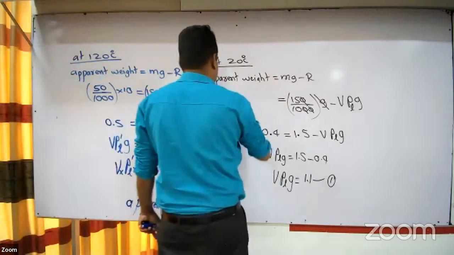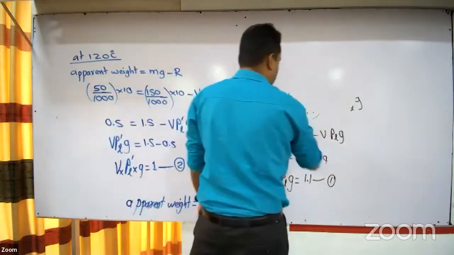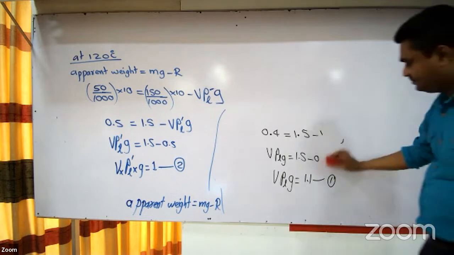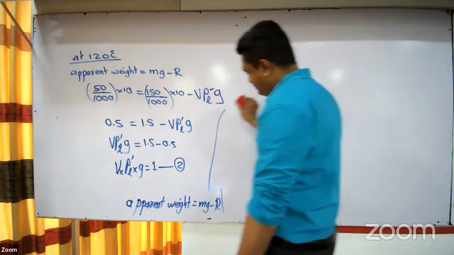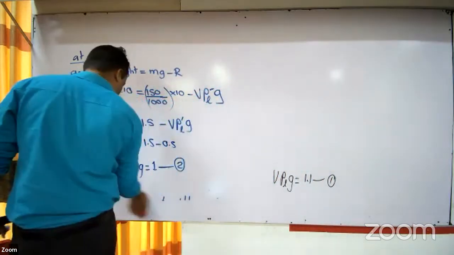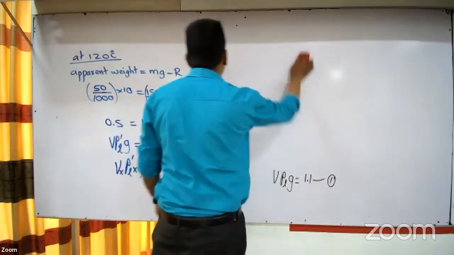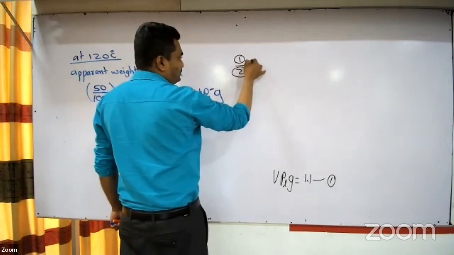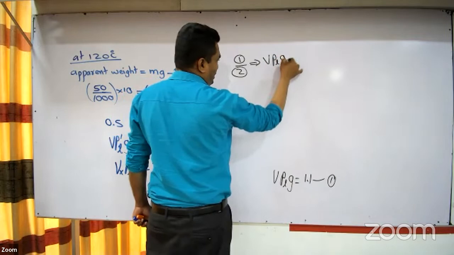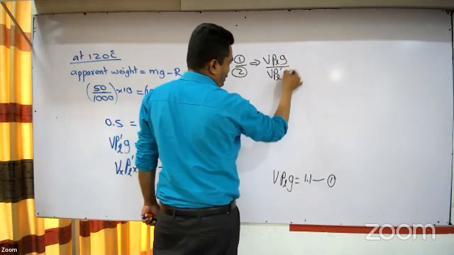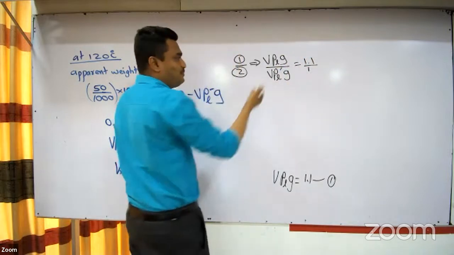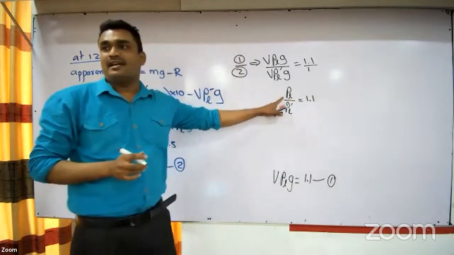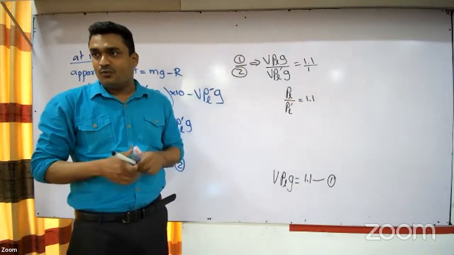Divide the first equation by the second equation. First divided by 2. V rho L G divided by V rho L dash G equals 1.1 divided by 1. So simple. The only remaining terms, rho L divided by rho L dash equals 1.1. Rho L is the density at 20 degrees Celsius. Rho L dash is the density of the liquid at 120 degrees Celsius.